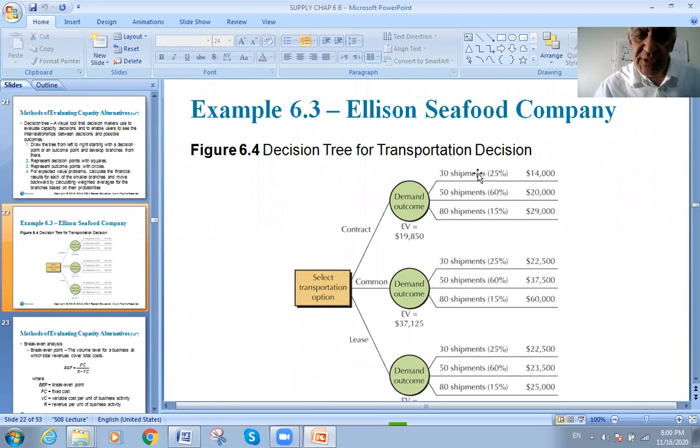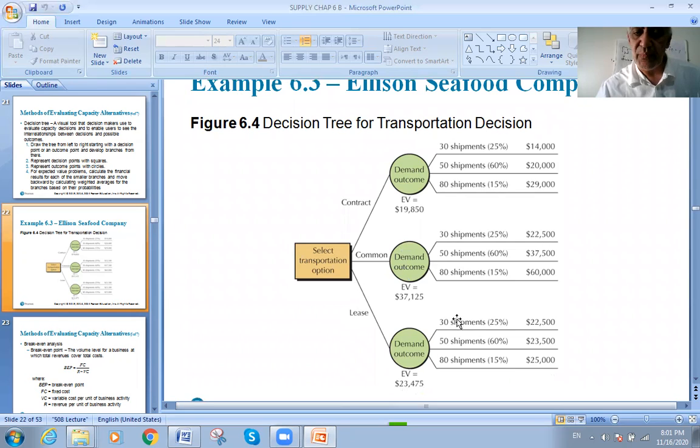On these points, let me tell you something. 14,000 by 25%, 20,000 times 60%, 29,000 times 15%. You will calculate all of them together. They will give you 19,850. This is very simply how you will solve it. It's just multiplication, then addition. 14,000 times 25% plus 20,000 times 60% plus 29,000 times 15%. That's all. When you calculate it, it will come to 19,850. And this is the first one.